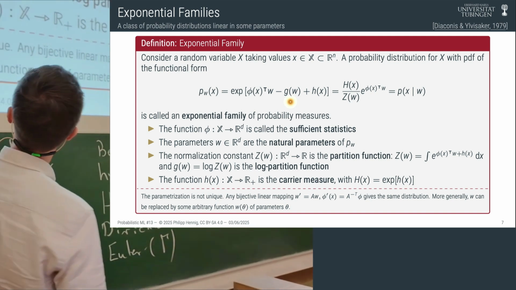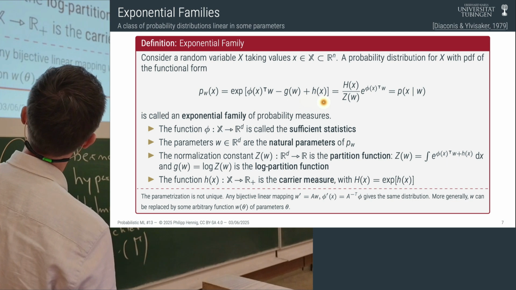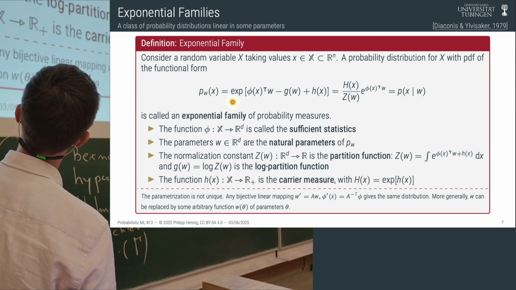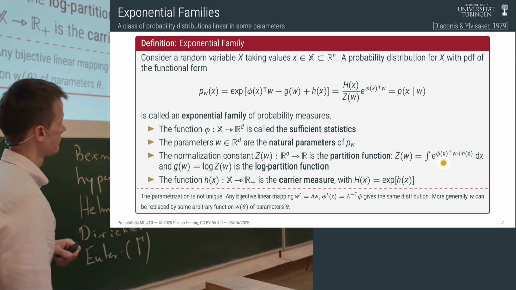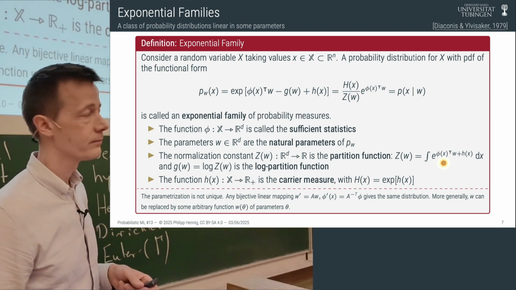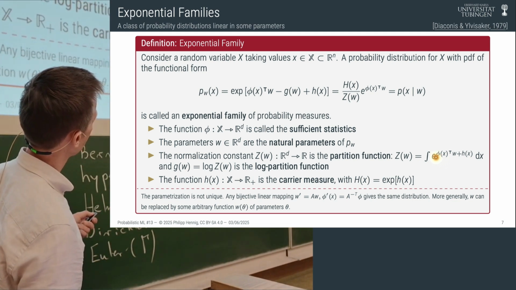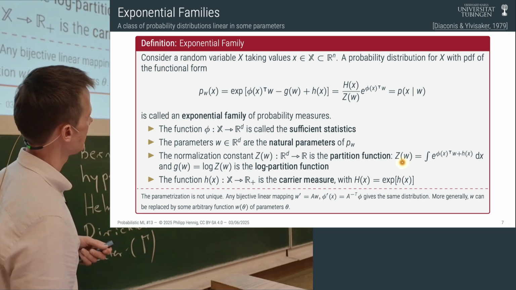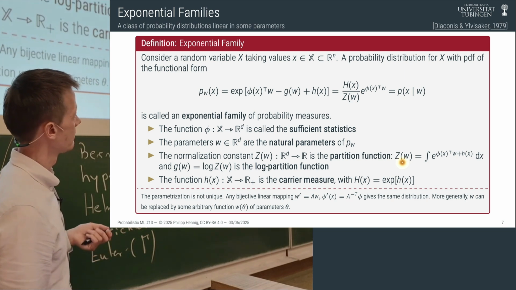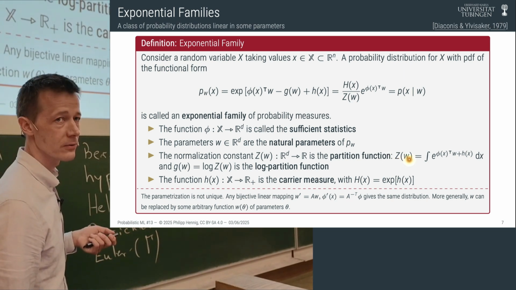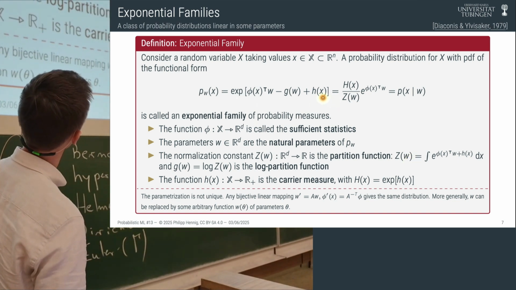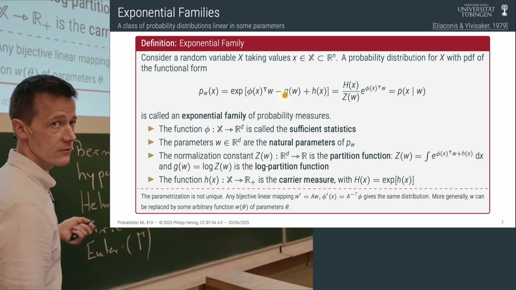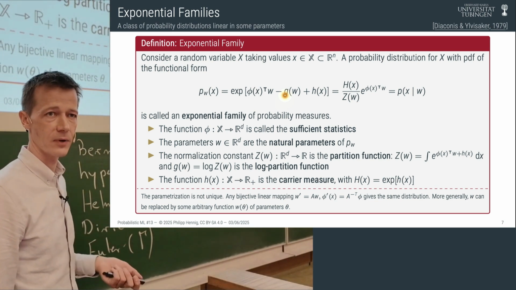Why? Well, because we want this to be a probability distribution over x. So if we integrate over this expression, the one without the g, then we get something out that is supposed to be, well, we want the whole thing to be a probability distribution. So the integral over this entire thing has to be 1. Without this g of w, it wouldn't be 1. So we choose the g of w such that it is 1.